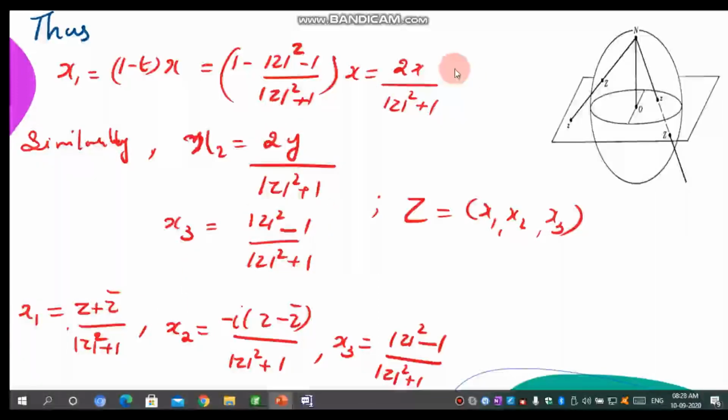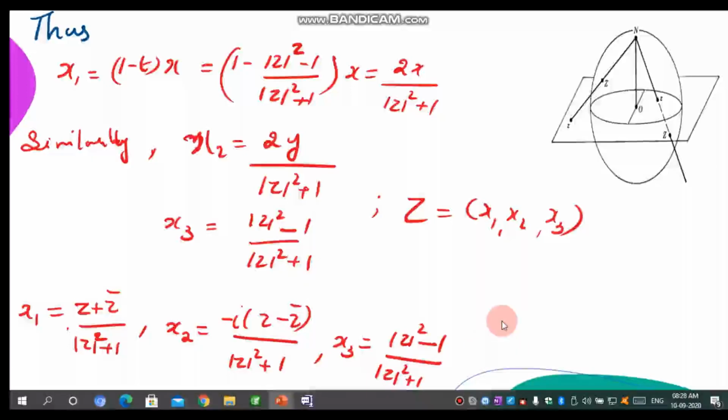So what is x actually? x means the real part, right? So you can write it in terms of z and z bar. So x1, x2 and x3 are obtained in terms of z. So we are identifying capital Z as the point (z plus z bar) by (mod z square plus 1), minus i into (z minus z bar) by (mod z square plus 1), and (mod z square minus 1) by (mod z square plus 1).